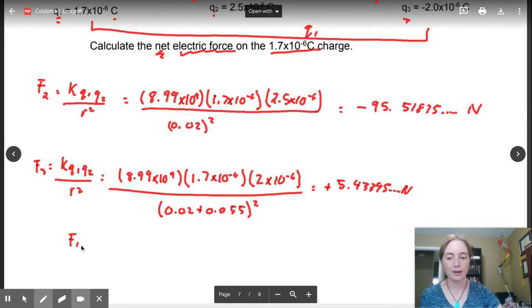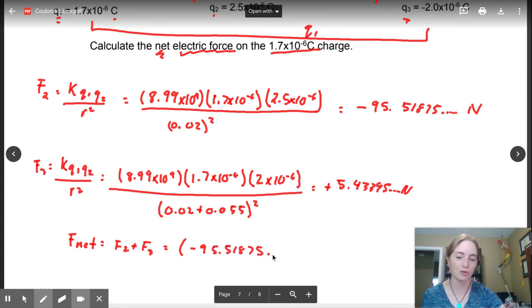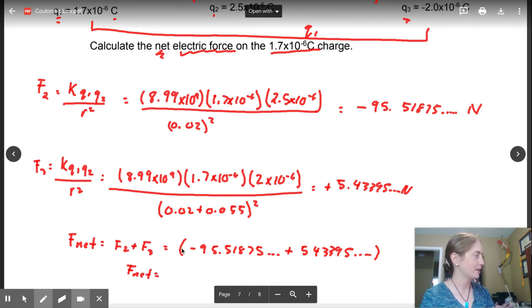Okay. Well, then we're going to need our F net, which will be F2 plus F3. So you're going to take our negative 95.51875, use all those numbers in your calculator, plus 5.43395, use all those numbers. And we're going to wind up with a value. I did this earlier. Let me scroll down here. Negative 90.084 newtons.